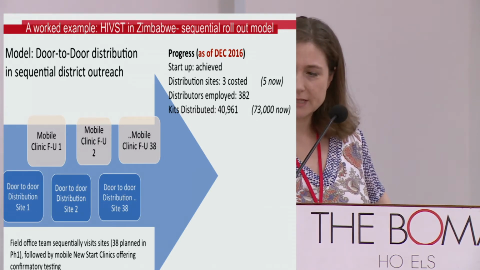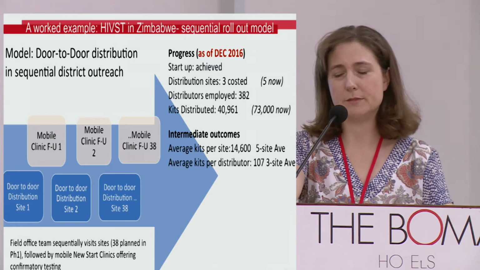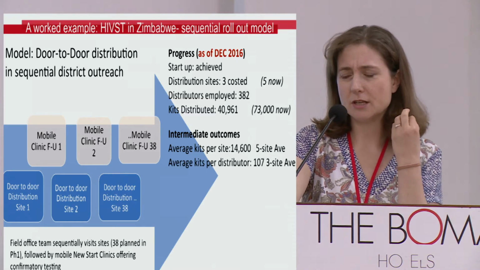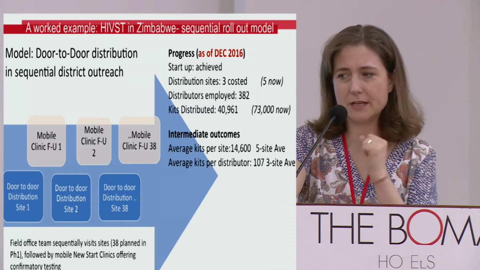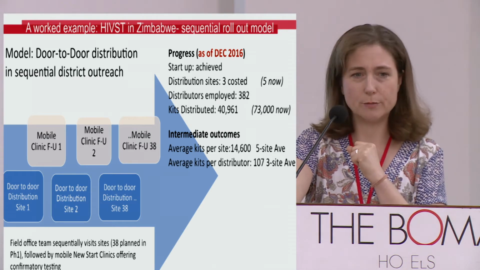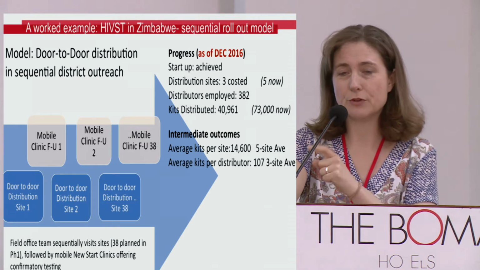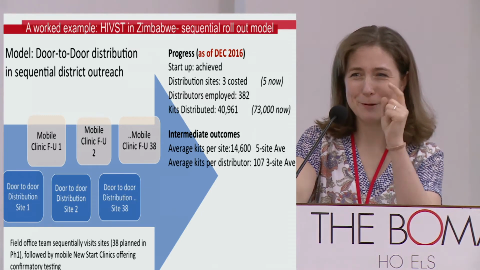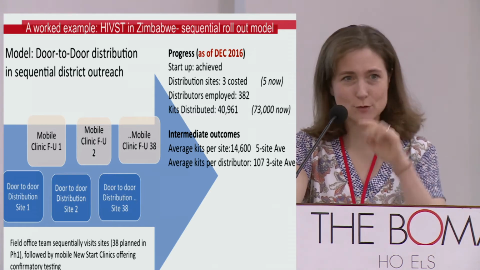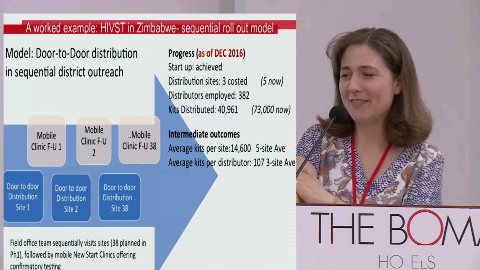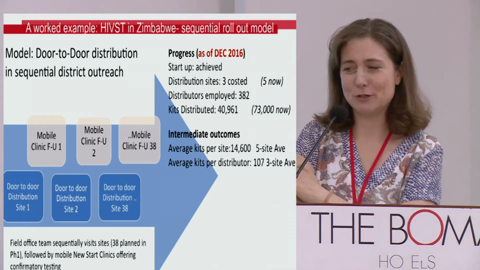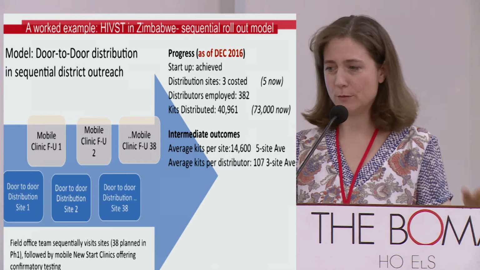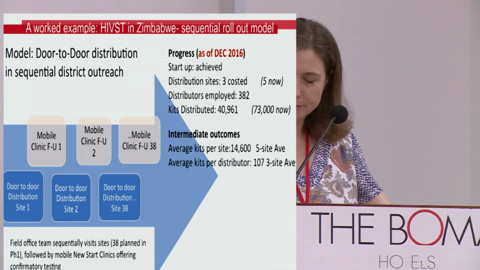So to think about scale up, what are the intermediate outcomes that we'll need? Each district had about 14,000 kits distributed, and now I think actually it's improved with their new site. So I've updated it with the 5-site average that Miriam presented yesterday. This is a live presentation, that's why I keep changing things. But I didn't have the number of distributors that were employed at those extra sites, so we have about 107 kits distributed by each distributor.